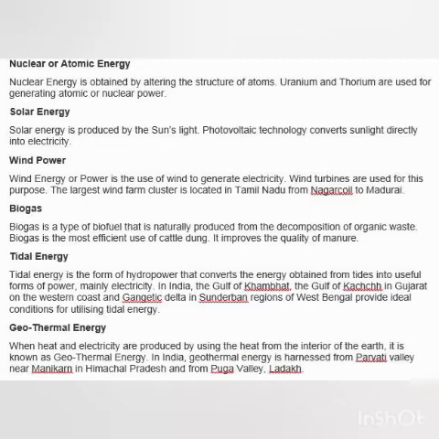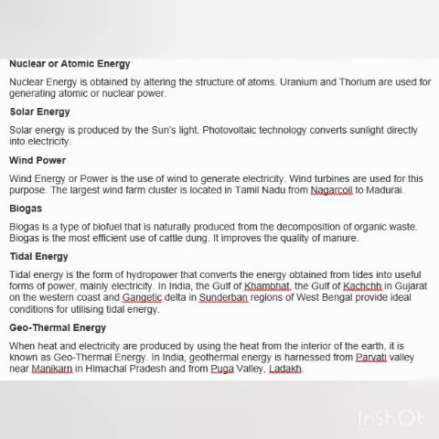Solar energy. Solar energy is produced by the sunlight. Photovoltaic technology converts sunlight directly into electricity. Wind power. Wind energy or power is the use of wind to generate electricity. Wind turbines are used for this purpose. The largest wind farm cluster is located in Tamil Nadu, from Nagercoil to Madurai.